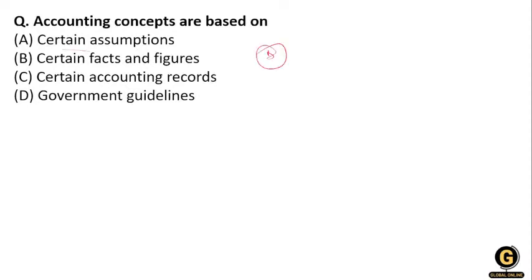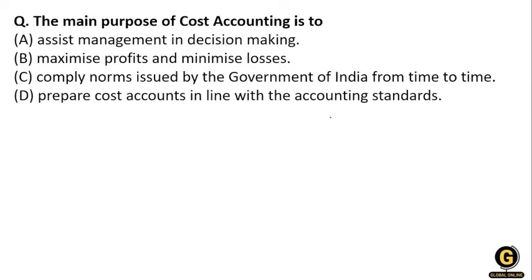Accounting concepts are based on certain assumptions, because these assumptions are important, like the business entity concept, going concern concept, money measurement concept, accounting period concept, accrual concept, then full disclosure concept, dual aspect concept, materiality concept, revenue realization concept, historical cost concept. So these are all the assumptions of accounting concepts, and accounting concepts are based on these assumptions.